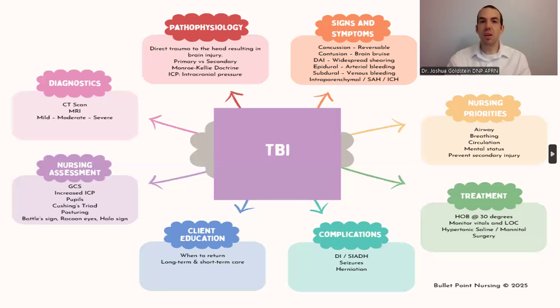Now, the big thing you have to know for testing purposes: if someone has either of these, Battle sign or raccoon eyes, those are signs of basilar skull fractures. And if a patient does have those, you cannot put in any NG tubes or suction in the nose, anything like that, because if they have a basilar skull fracture, the tube might not be forced by the bones to go down the right direction.